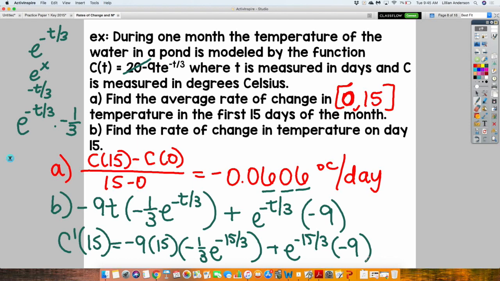And if you look at your other answers between 1 and 2, between 1 and 1.5, between 1 and 1.1, between 1 and 1.01, the number was getting closer and closer and closer to this, negative 4.9. Okay? But that's the derivative. That's what we talked about when we first went through the formal definition and everything.